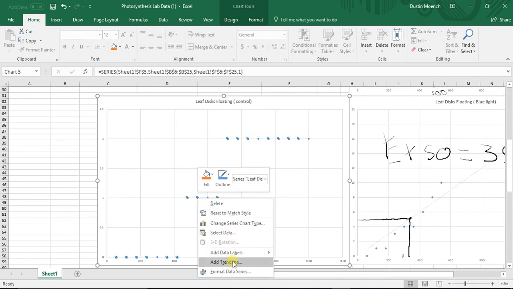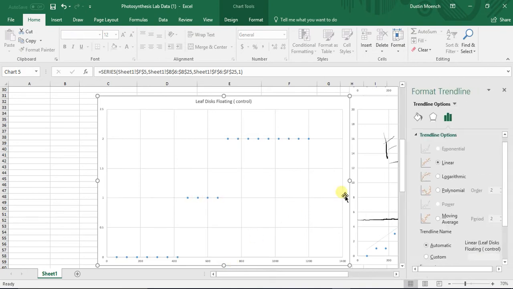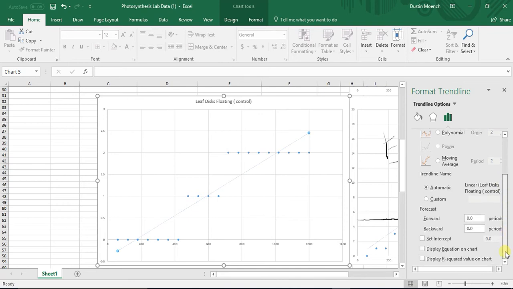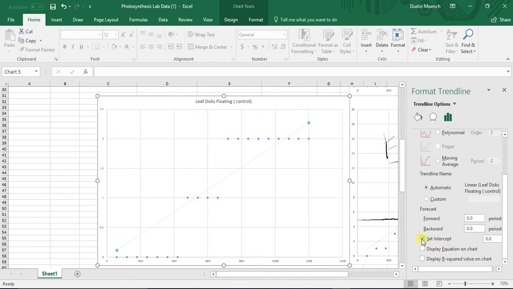So I'm gonna just try, see what happens. Add Trendline. We're going to set our intercept equal to 0, and see we've already got some complicated. We can't even go up to 5 leaf discs because no more than 2 ever floated. So what that's saying is it would take an excruciatingly long amount of time to figure out for 5 leaf discs to float.